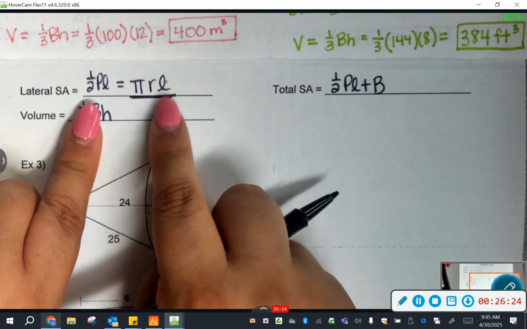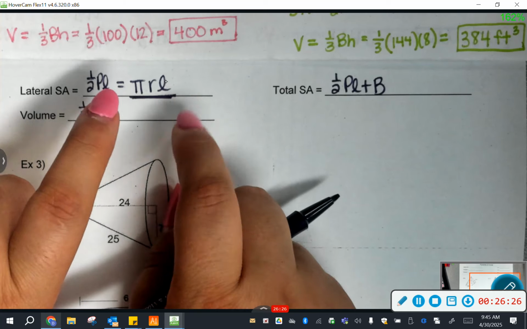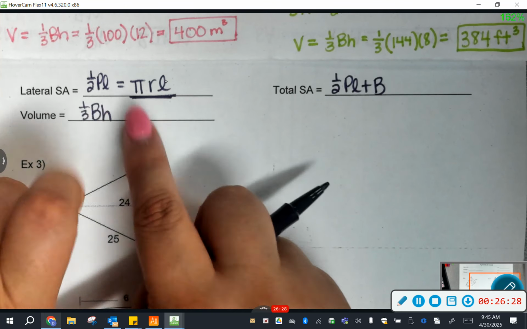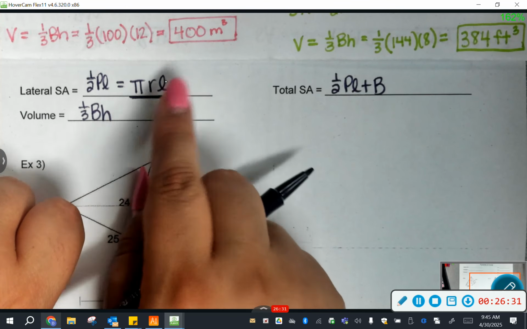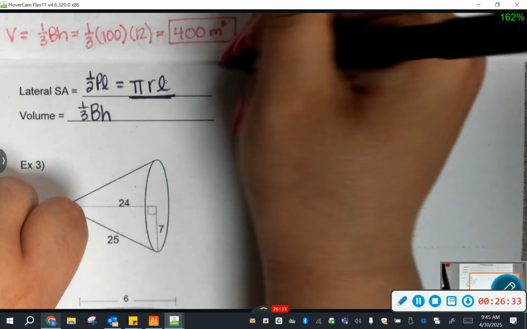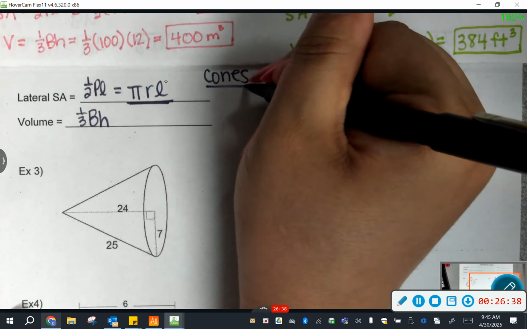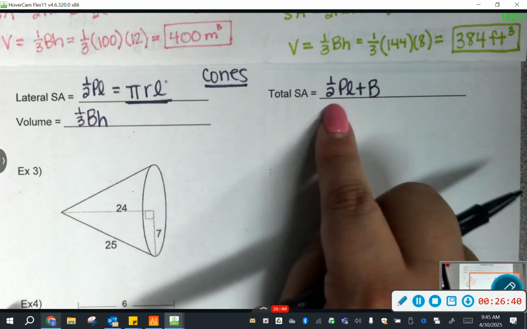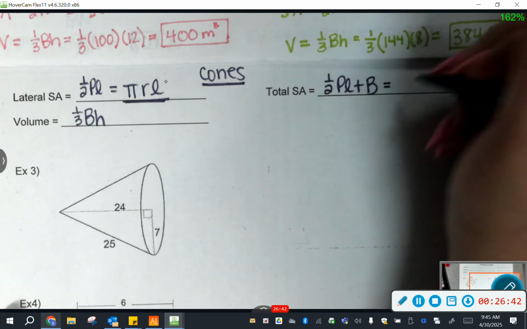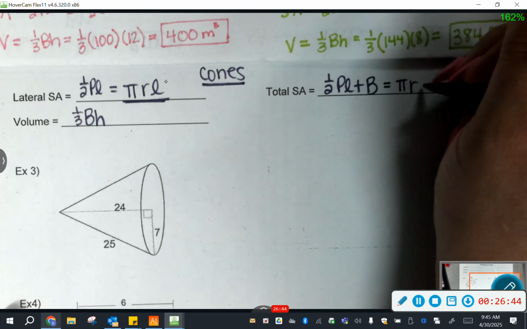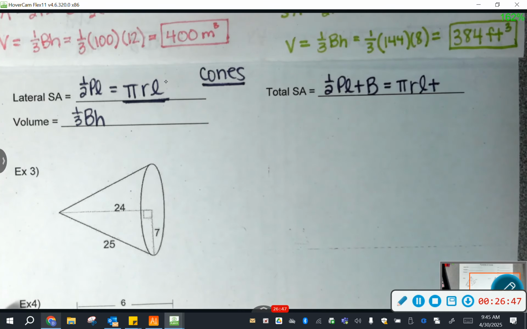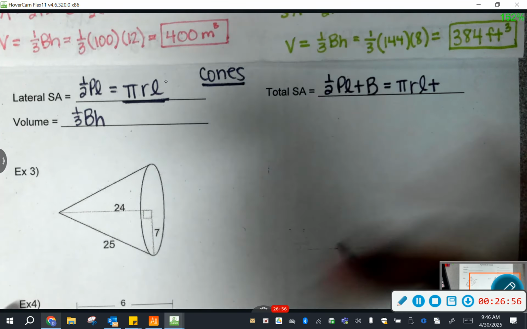I want you to use this formula, not this one. Why'd you write it down? Because I want you to know they're the same thing. But this is the formula you're going to use for cones. Can y'all write cones right above this so you know? Same thing here. We are going to use pi RL plus, what's my big B for a cone? What's the area of the base of a cone? Pi r squared.